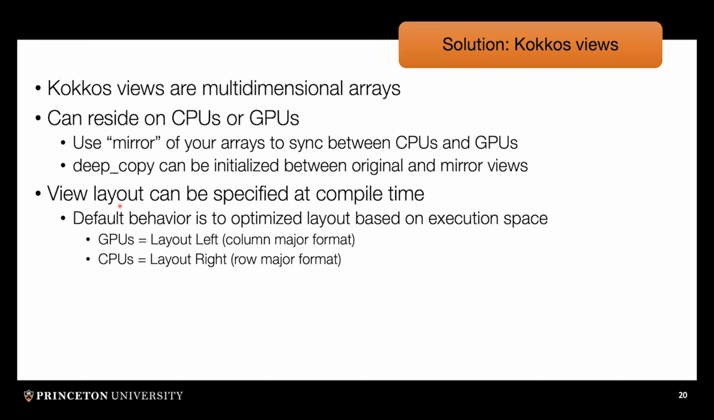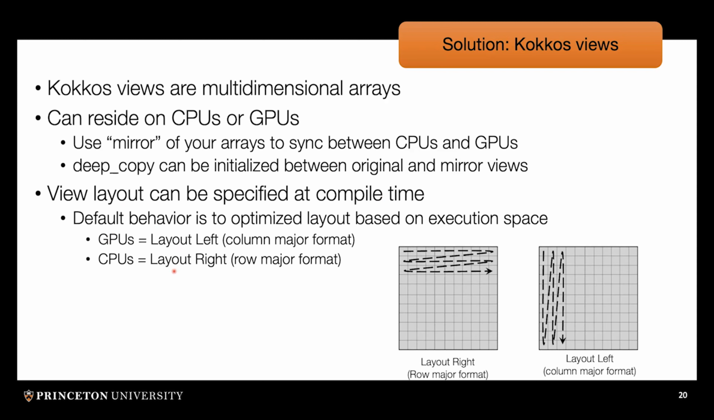The view layout can be specified at compile time. The default behavior is to optimize based on the execution space. So if you compile your code for the GPU, then the default is layout left. And if you compile it for CPUs, the default is layout right. But you can override the default, as I'll show you in the next slide. Finally, layout left means column major format and layout right means row major format.